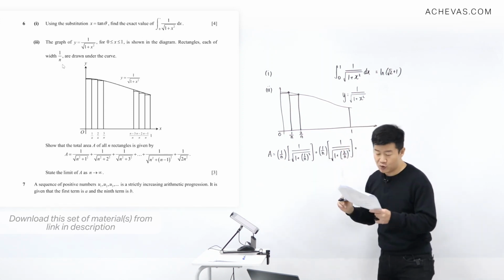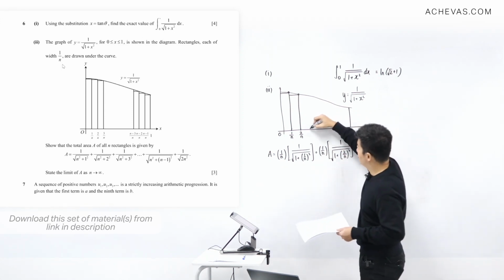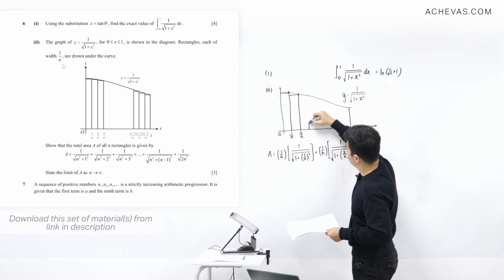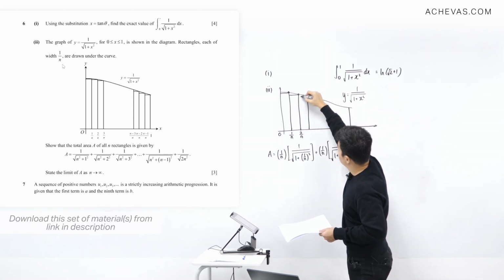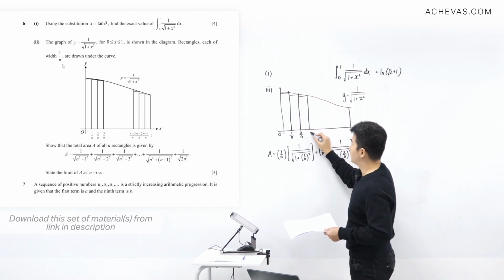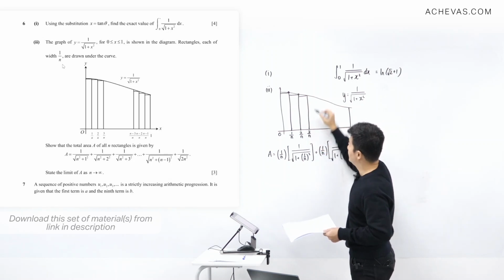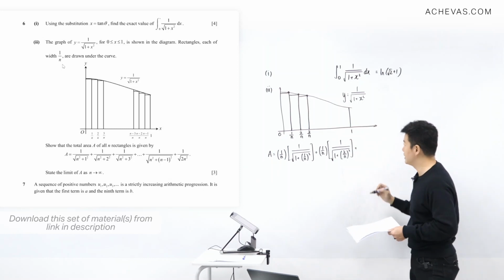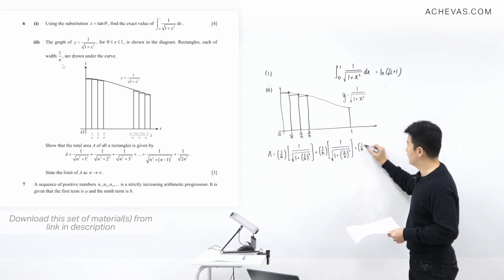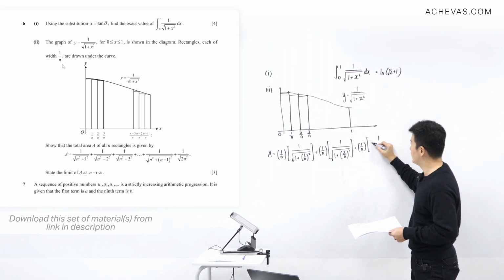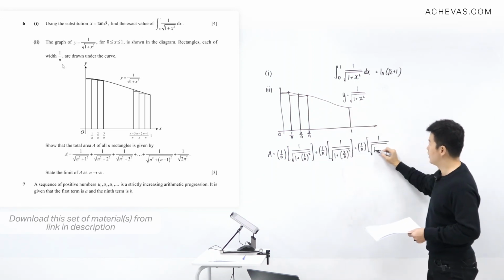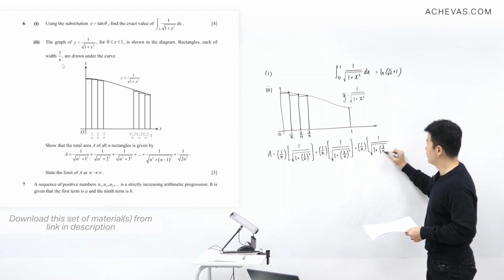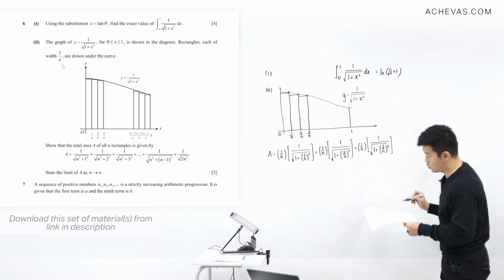Then plus, the same goes for the third one. The third one is going to be somewhere here. Plus another 1 over n, this is 3 over n. And the height is going to be determined by the y coordinate of that particular point. The width is 1 over n, and the height is going to be the y coordinate. So substituting 3 over n into here, 1 plus 3 over n squared.